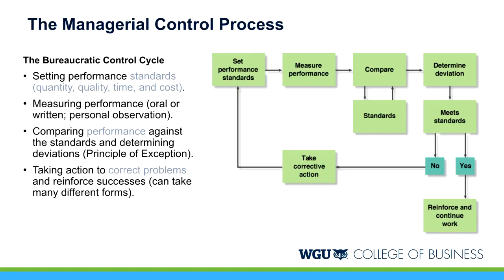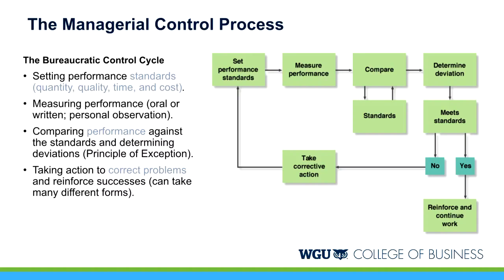We compare performance against some predetermined standards and determine deviations, which, again, talking about total quality management, how many deviations, Six Sigma type stuff. Principle of exception. How are we doing in relation to those established standards? And then we take action. We determine the deviation. How much are we off, or not. And then, does it meet?